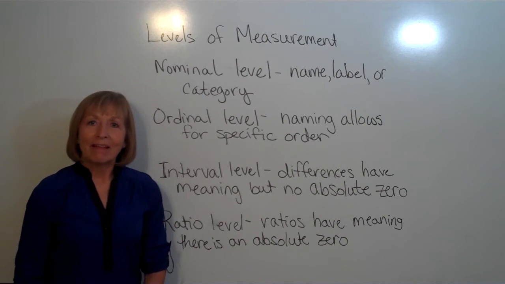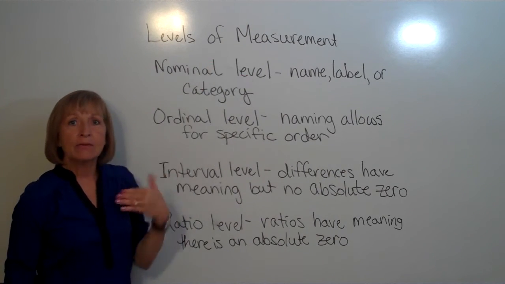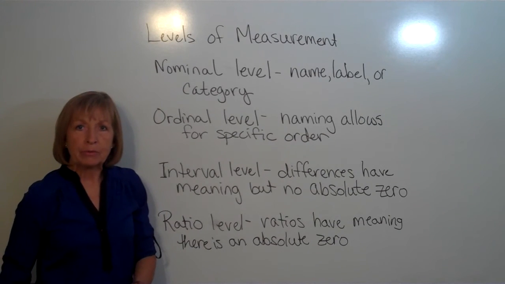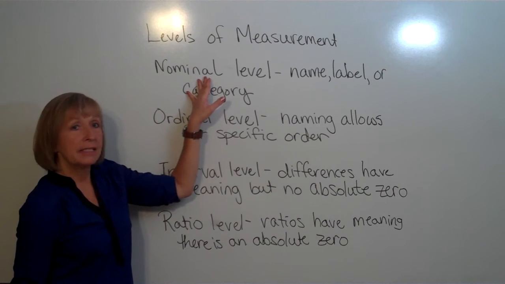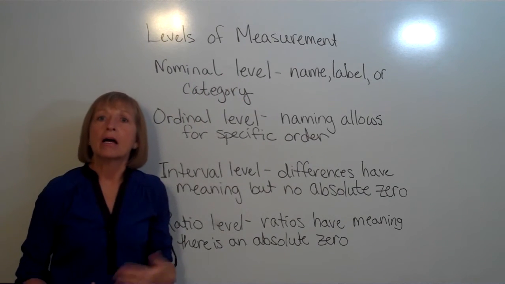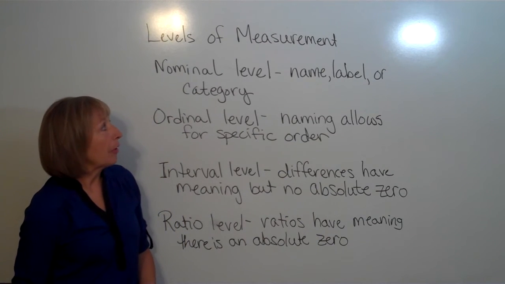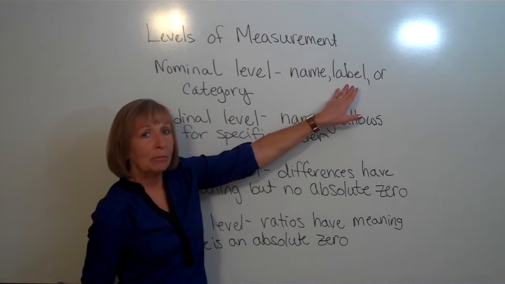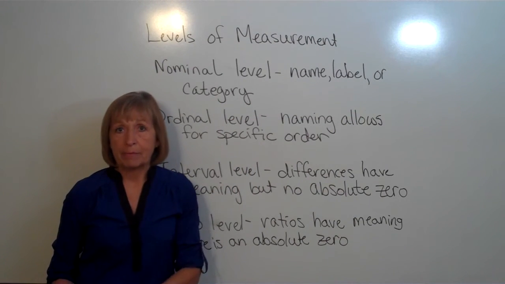Next up are the levels of measurement. Now with the levels of measurement, these are the levels of the variables that we are doing our measurements for. So the first one is a nominal level. So if I'm taking a sample and I'm looking at a variable that is a name, a label, or a category, then that's the nominal level of measurement.